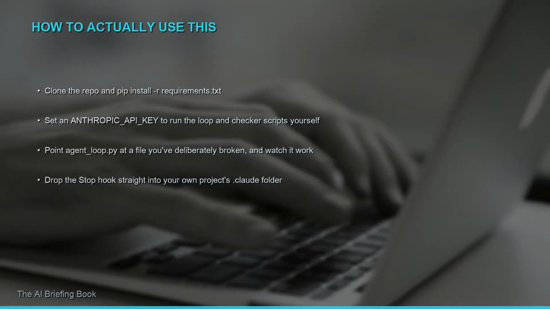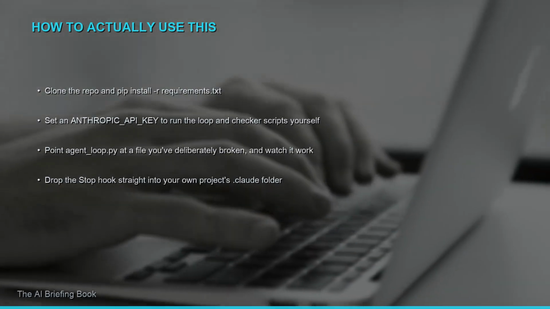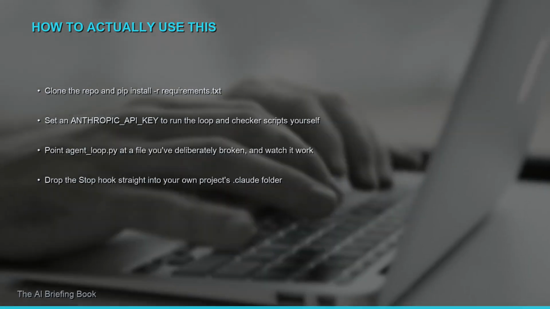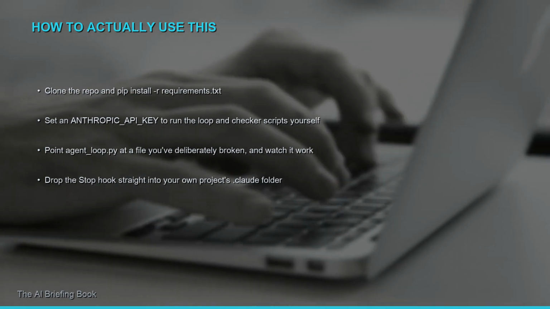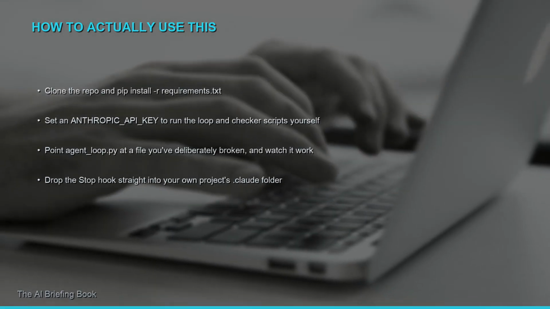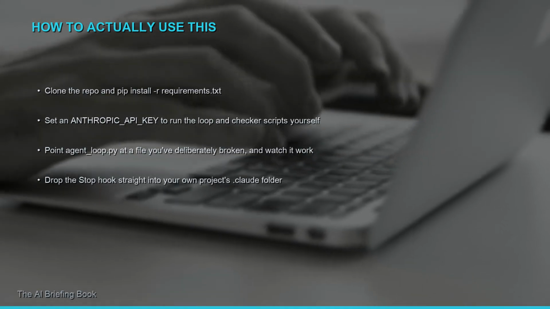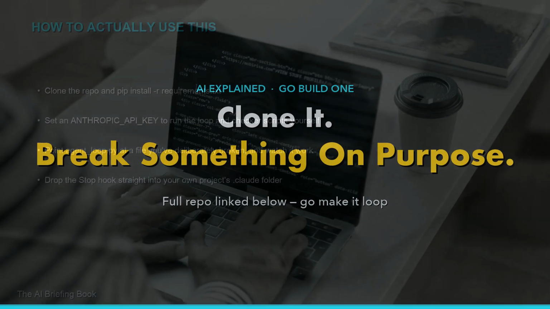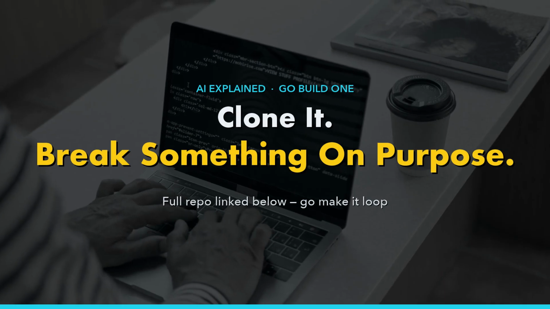If you want to actually use any of this, here's the fastest path. Clone the repo, install the one dependency, and export an API key if you want to run the loop or the checker directly. Then break a file on purpose and point agent_loop.py at it. Or skip straight to the real thing. Drop the stop hook into your own project's .claude folder and try one of those 5 conditions in an actual Claude Code session. That's the whole repo, 5 folders, every one of them runnable, every config real.